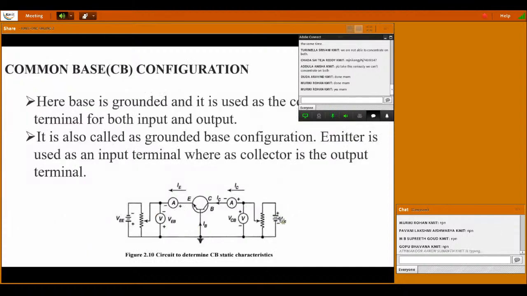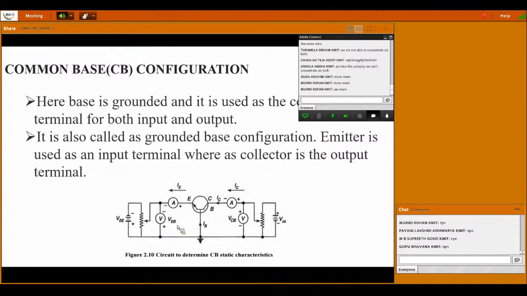Now VCB is kept at zero. By adjusting this shaft position, the voltage across the base to collector is initially kept at zero. Then we'll vary the VEE value.